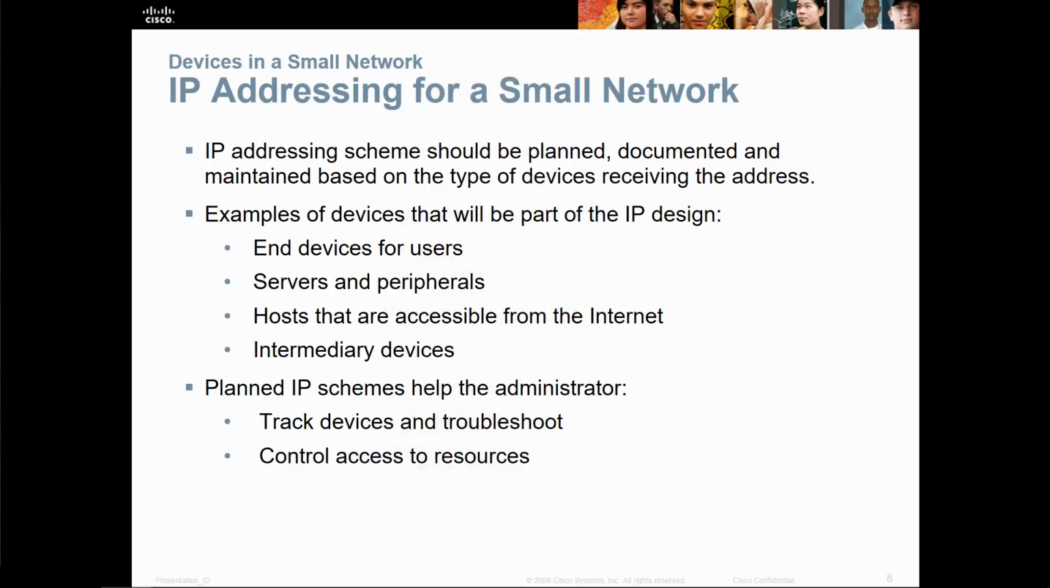So IP addressing for small networks. These are schemes that are going to be planned and documented. We're going to lay out a logical plan so we know what addresses are going where, what's going to be a part of the DHCP, maybe servers and peripherals like printers. Do we have any considerations for what host will be able to access internal and external resources?